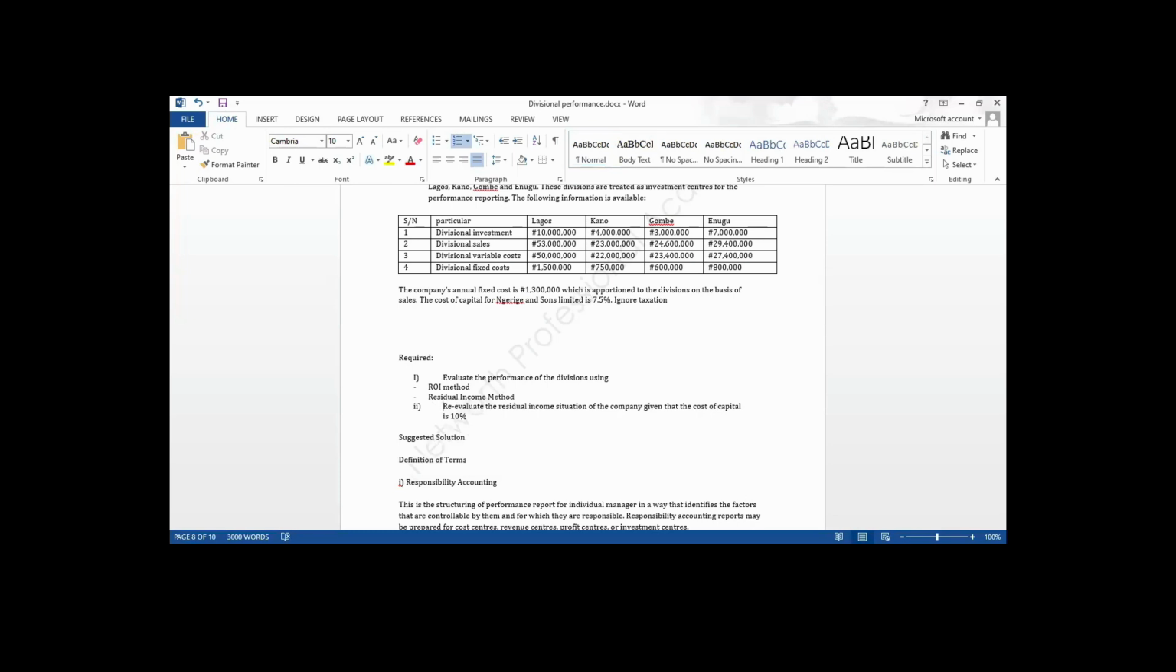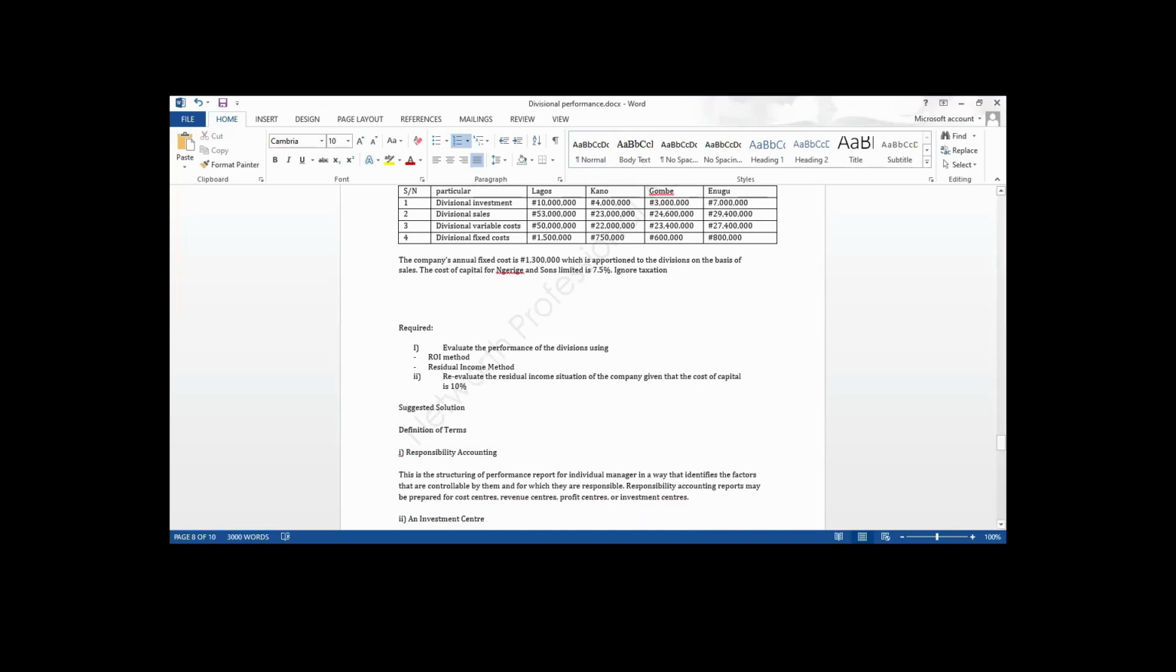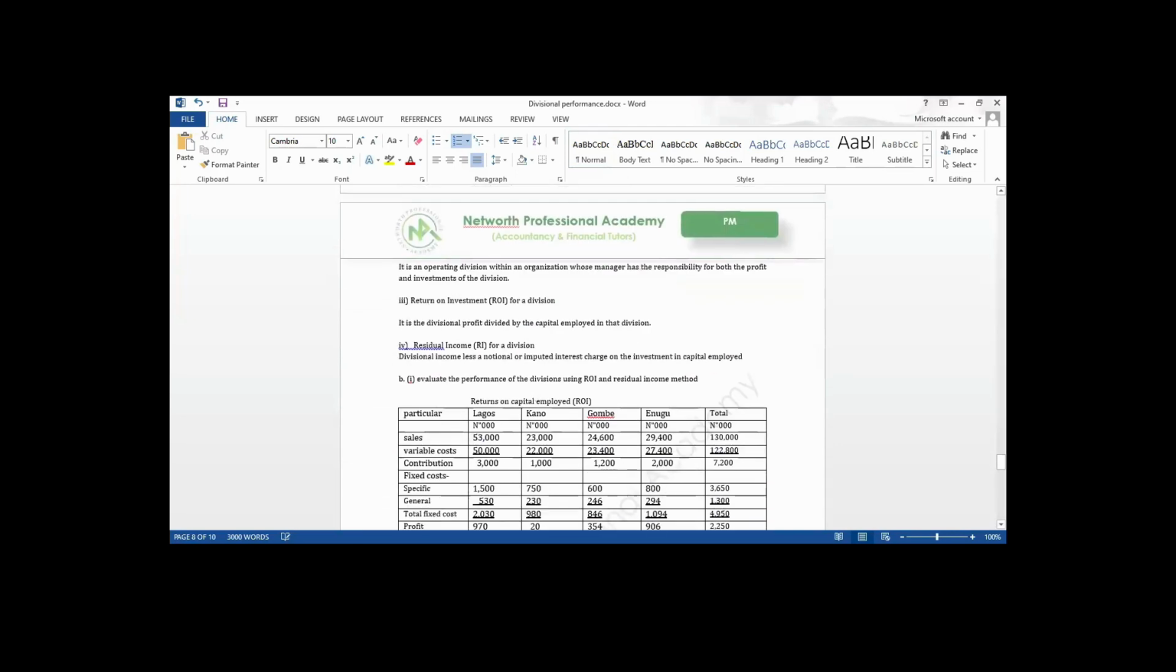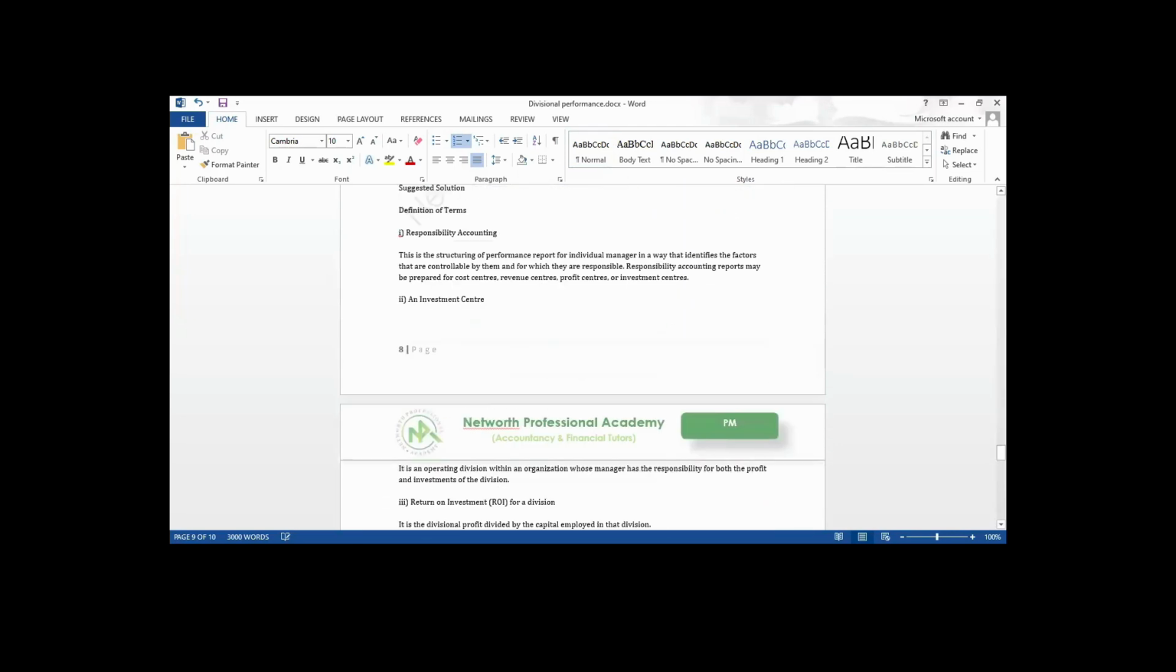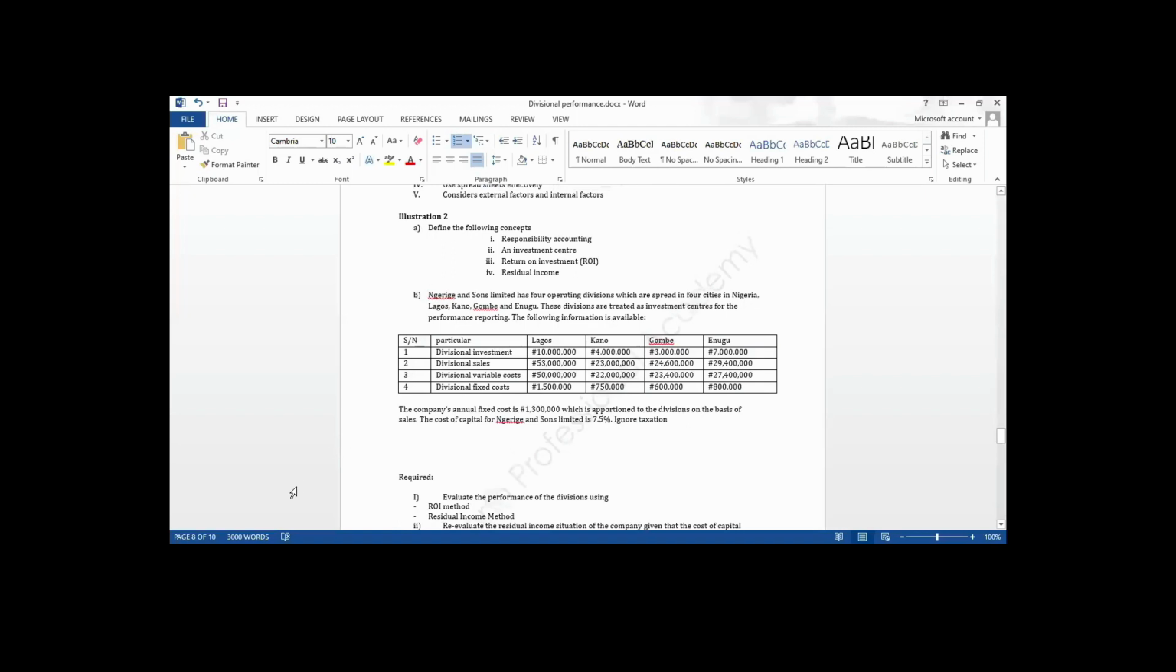Then residual income. Please, what is return on investment? Your profits over total investment. Look at your profit too. The figures are available for us. Sales minus variable cost minus fixed cost. Then we are going to share this fixed cost to the 4 divisions using sales value.